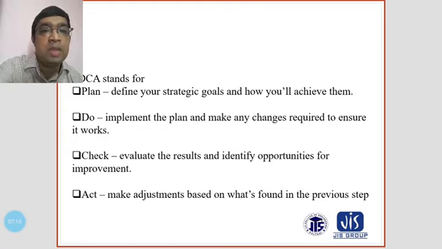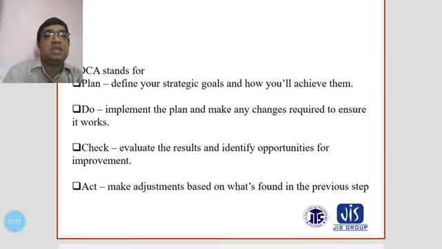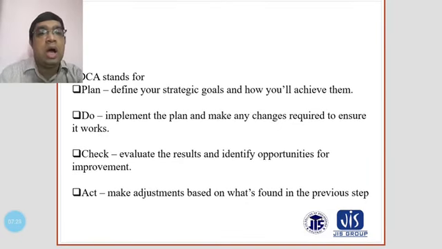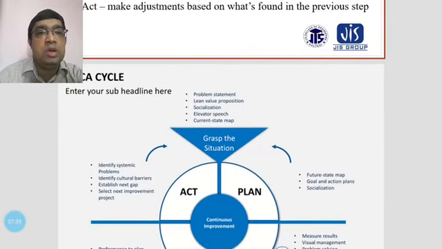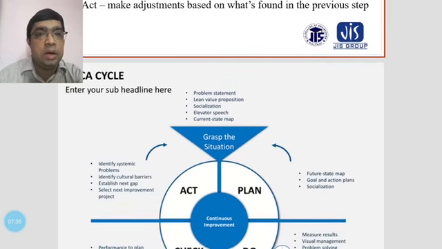Another step is Check: evaluate the results and identify opportunities for improvement. And Act: make adjustments based on what was found in the previous steps. Basically, this is the PDCA cycle, and you have to enter the sub-headings here.